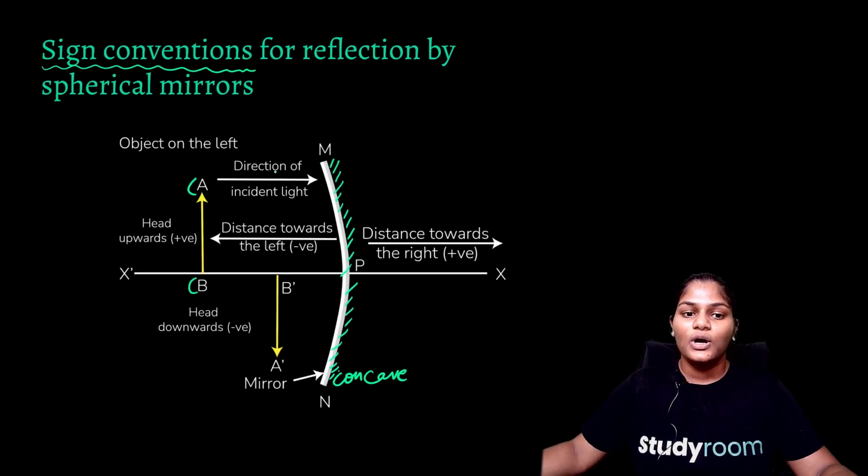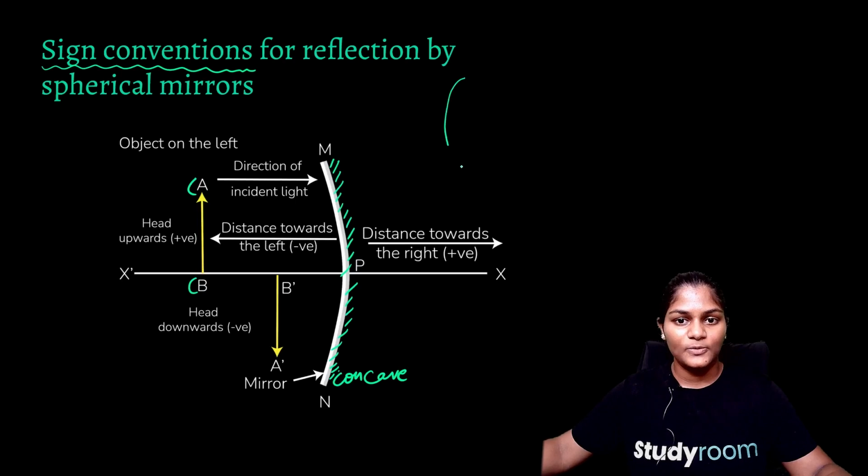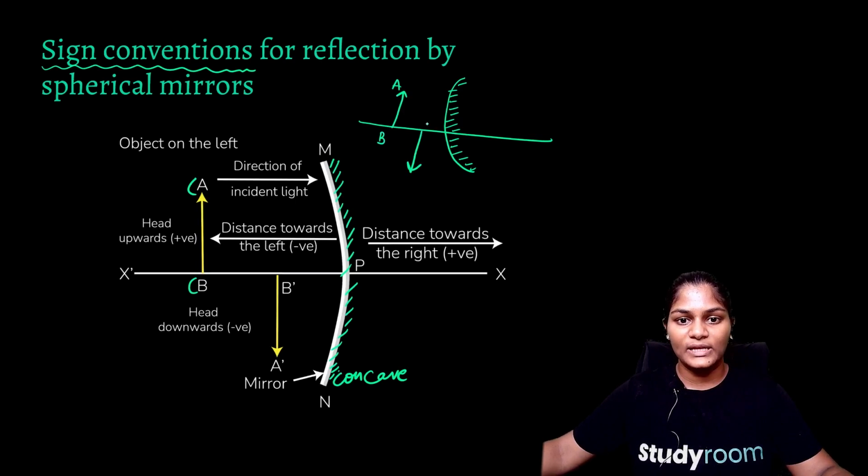What is shown here could also be a convex mirror. You don't need to get confused that here a concave mirror is shown and it is different for a convex mirror. Absolutely not. It is the same for a convex mirror too. So I could draw the object like this. This could be my AB and my image could be like this, B dash, A dash.